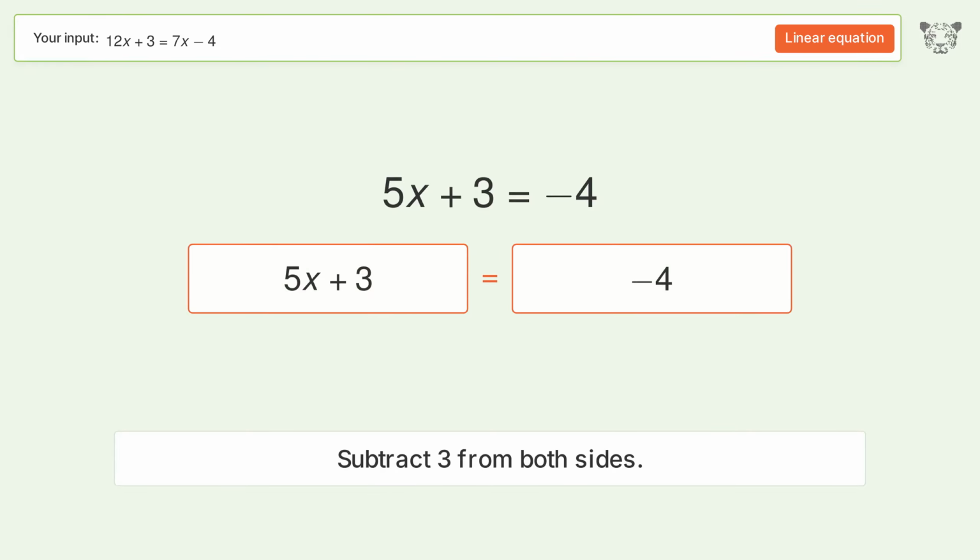The +3 keeps 5x from standing alone. Subtract 3 from both sides to remove it. That gives 5x = -7.